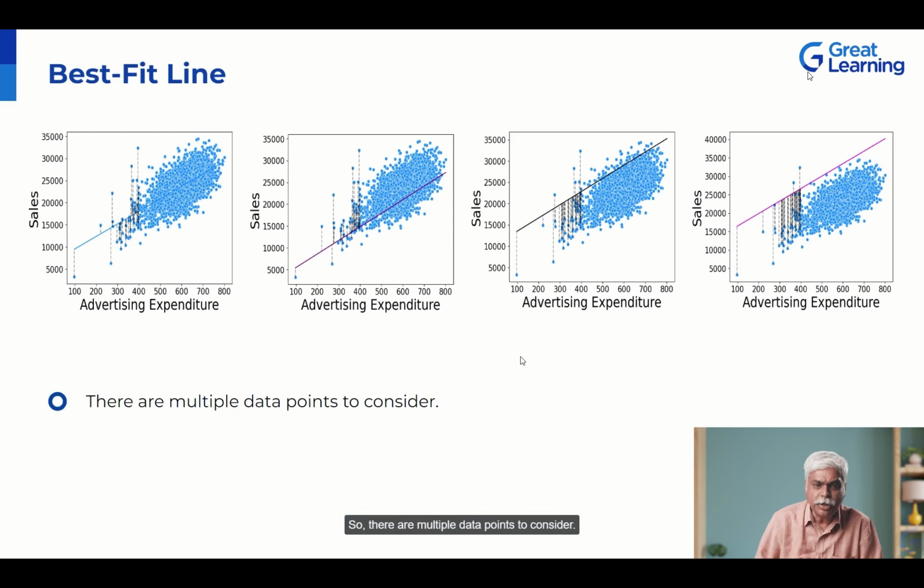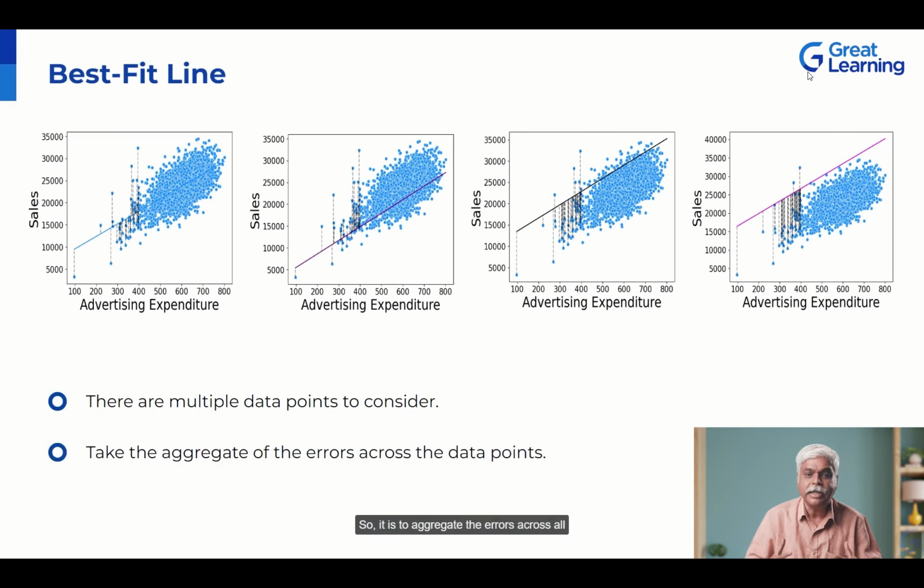So there are multiple data points to consider. We're looking at only a few of them. But this points to another problem. And the problem is that somehow there needs to be an aggregation of these differences. All these differences, difference between actual and predicted, have to be aggregated over, added over, averaged over, somehow. Added is the easiest thing to do. So it has to aggregate over the multiple data points, to aggregate the errors across all the data points.